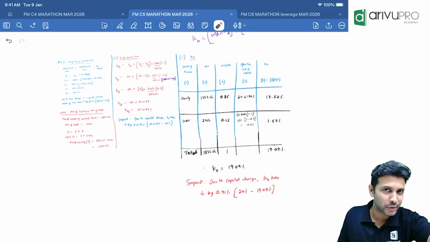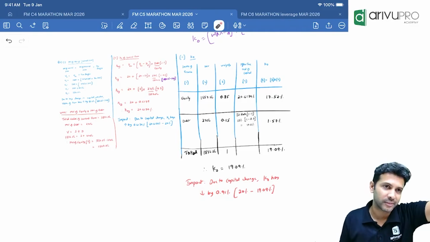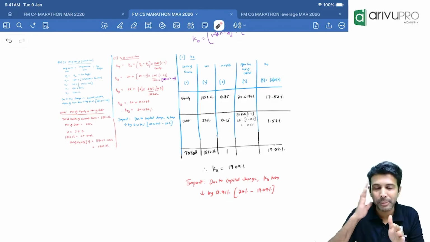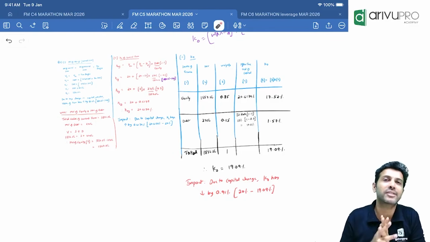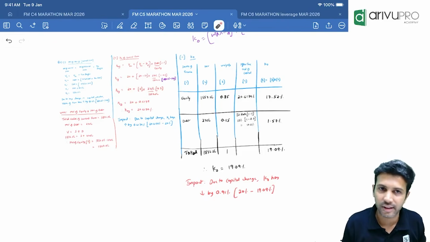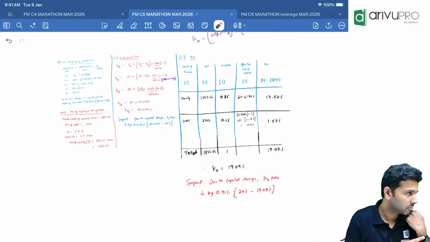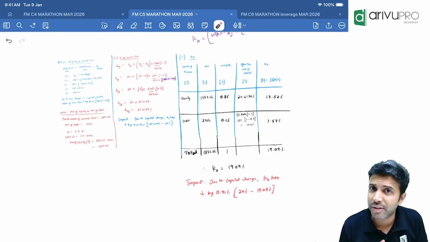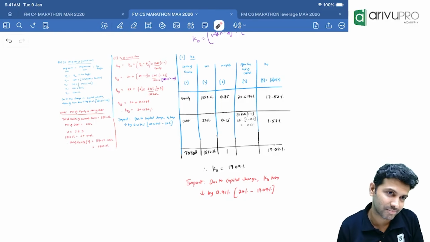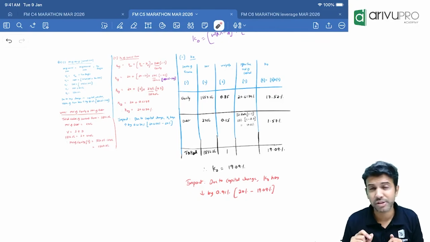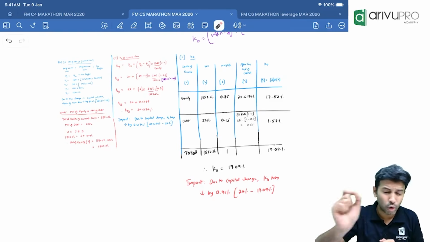Especially when you shift from 12th grade to CA, there is a drastic shift which has happened. But the mentality will not shift. Students will be still like, I want 100 on 100. It doesn't work like that in CA. Because of time. It's always a 3.5 hours paper that you need to attempt in 3 hours. That means you already have how much shortage? 30 minutes shortage.